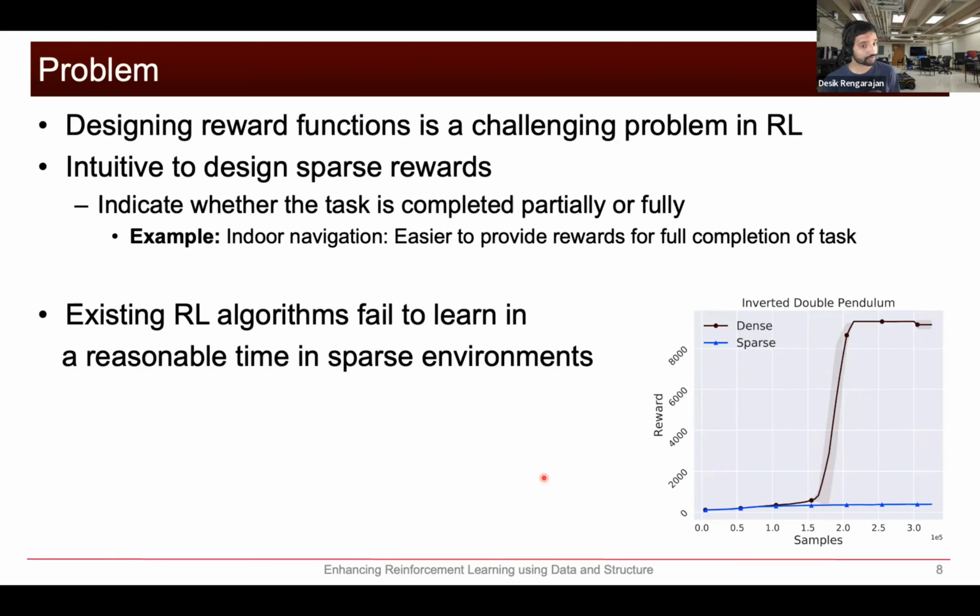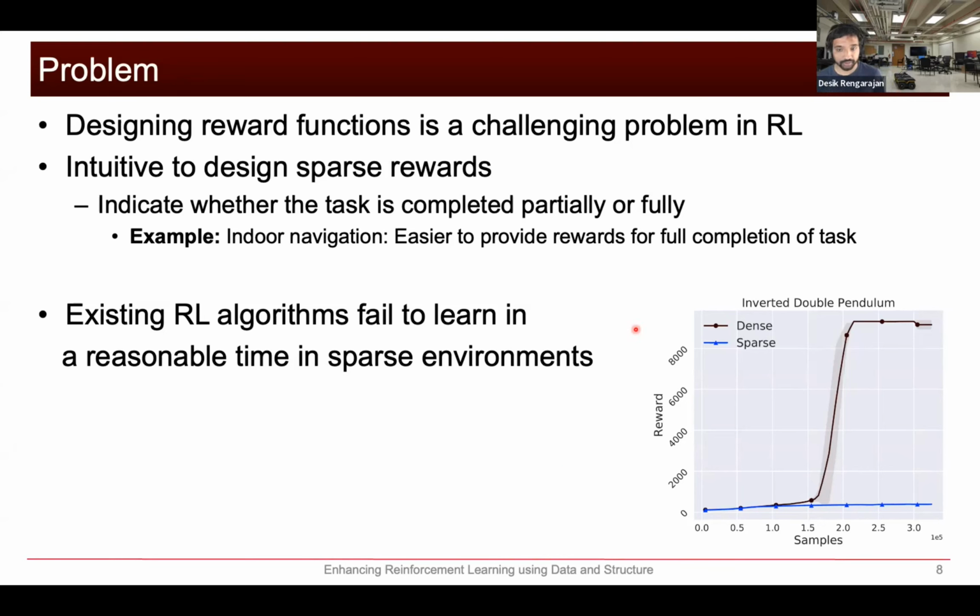But what happens is that when you start providing sparse rewards to reinforcement learning algorithms, they fail to learn in a reasonable amount of time. Because in reinforcement learning, the agent tries to interact with the system, get rewards, and then tries to maximize that reward. But when you're interacting with a system that does not provide you any feedback, then you're basically getting no feedback on the actions that you take. So essentially, your learning doesn't happen.